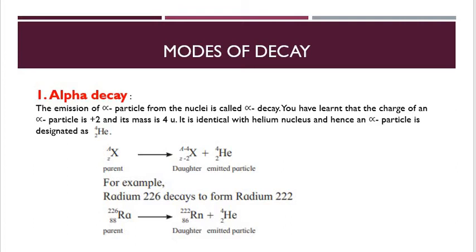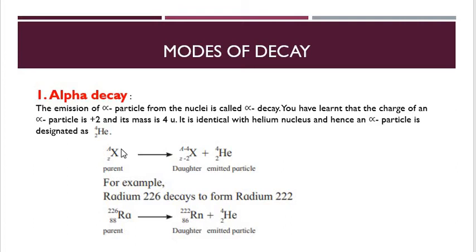Alpha decay. The emission of alpha particle from the nuclei is called alpha decay. And we know that alpha particle is having +2 charge and its mass is 4 unit or 4 Dalton. It is identical to helium nuclei and hence we can say alpha particle is designated as 2He4.